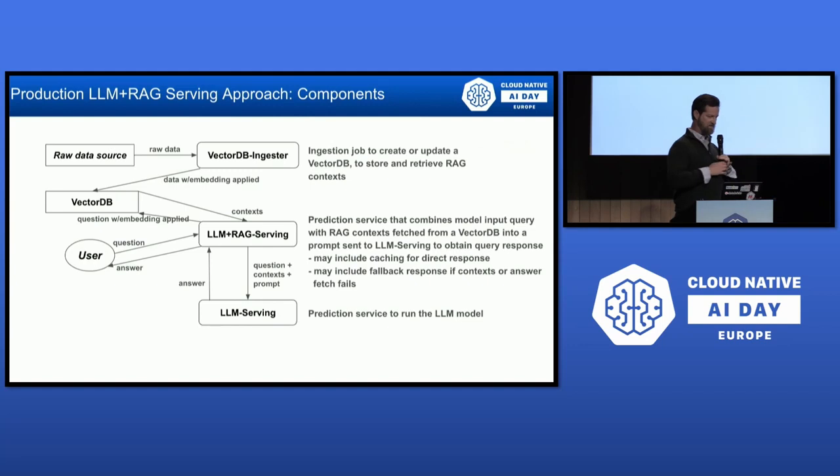All right, let's take a look at some of the different components for our reference architecture. Up at the top, we've got our ingestion job to create and update our vector database. The vector database can be a lot of different solutions for that. Towards the middle, we've got our prediction service that's combining the model input and query with RAG contexts. We've got the user interface over here on the left, and then we've got our LLM model serving at the bottom.